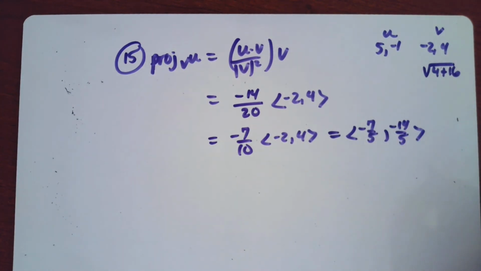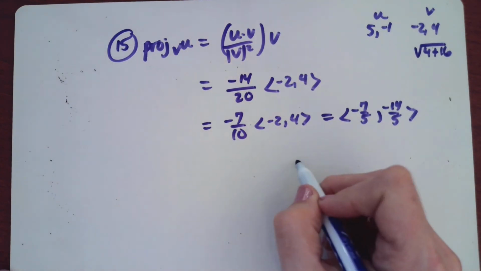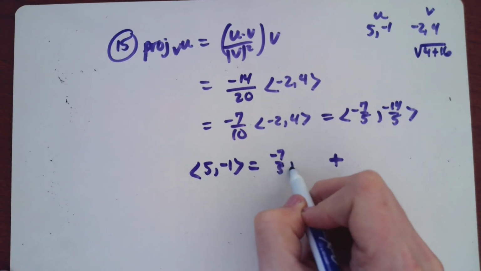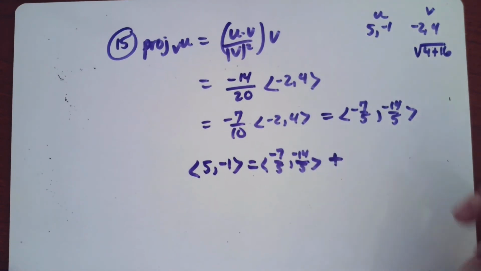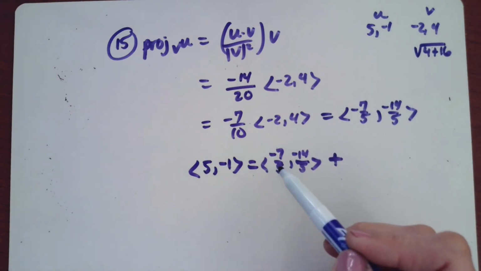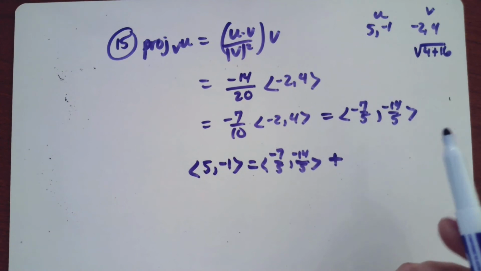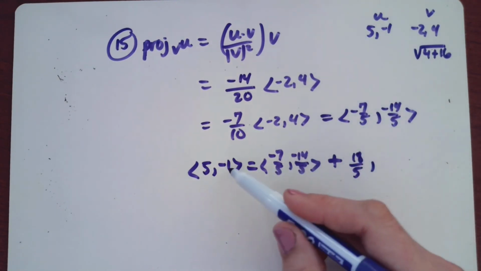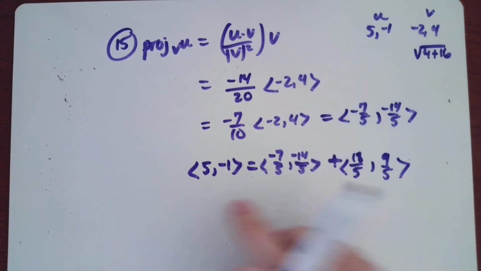Okay, so last part of that says write u as a sum of two orthogonal vectors, one of which is the projection vector. So u, that would be 5, negative 1, is the sum, so the addition of this vector here and some other vector, and they're going to be orthogonal. So basically all I have to do, if I do 5 minus negative 7/5, I'm going to get this piece right here. So I'm going to cheat off my answer. That 5 minus negative 7/5 would be 18/5. And negative 1 minus negative 14/5 would come out to 9/5. So that is that setup. So u is the addition of these two. If you dot these two, they will be 0 because they are perpendicular.